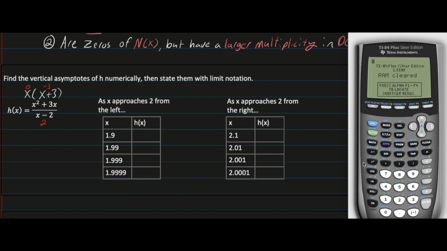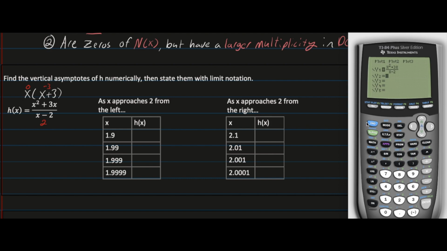So let's turn on our calculator. We're going to go to the y equals screen and type in our function. I'm going to type in the default one; I'm not going to modify it. So alpha y equals will get us a fraction here. We're going to do x squared plus 3x, and the denominator is x minus 2.